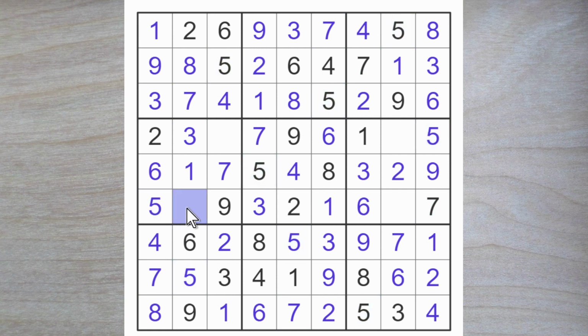Now we are looking for a 4 in this square here and also in this. That makes this an 8. And this also is an 8.